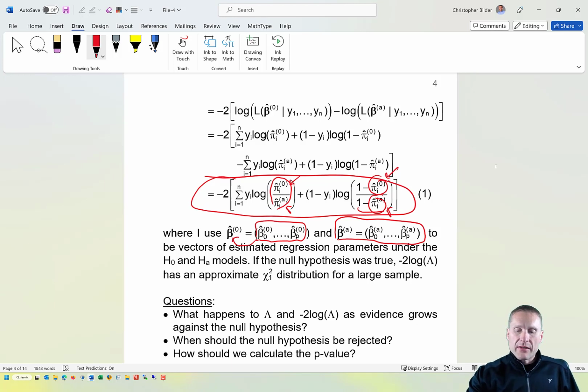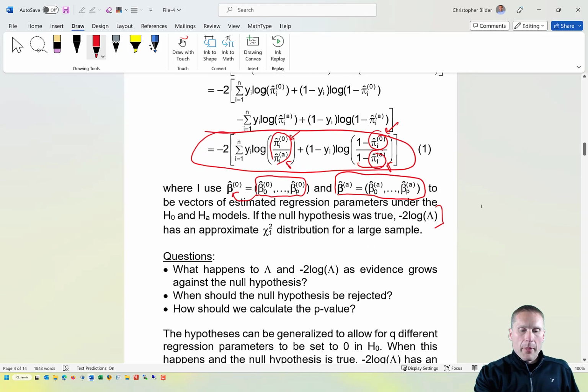Now, this -2 log lambda, once again, can be approximated by a chi-square 1 distribution if the null hypothesis is true and we have a large sample. And so what that says then is that large values of negative 2 log lambda lead to rejection of the null hypothesis.